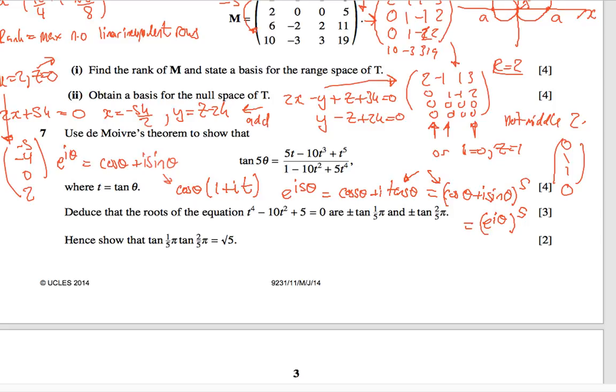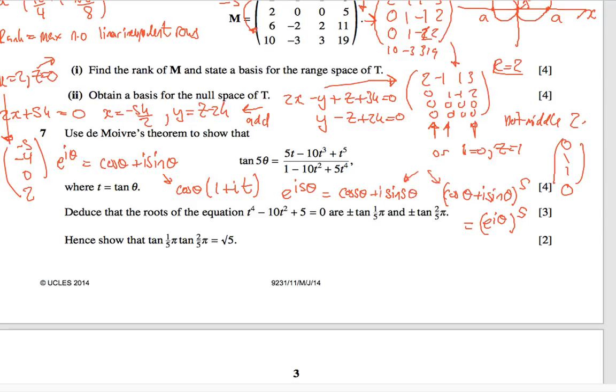Sorry, that shouldn't be a tan. It should definitely be a sine. Whoopsies, I might have messed up writing sine. Cool. So yeah, that should be a sine 5 theta.